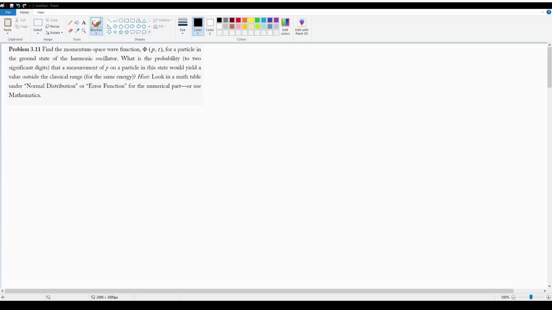Okay, problem 3.11 is asking us two things. First, find the momentum space wave function phi of p comma t for a particle in the ground state of the harmonic oscillator. And then part two, what is the probability that a measurement of p on a particle in this state yields a value outside of the classical range for that same energy.